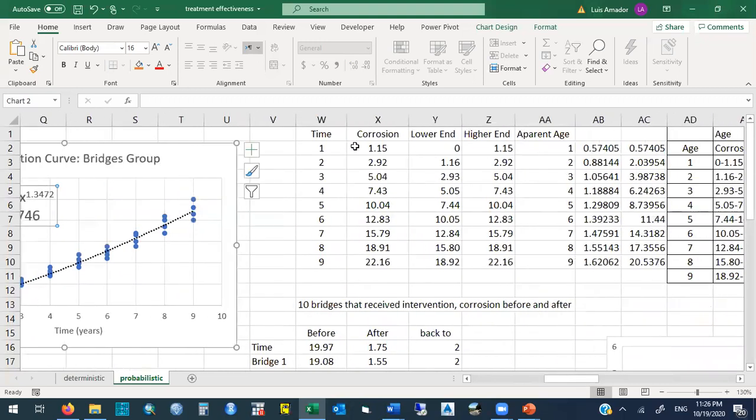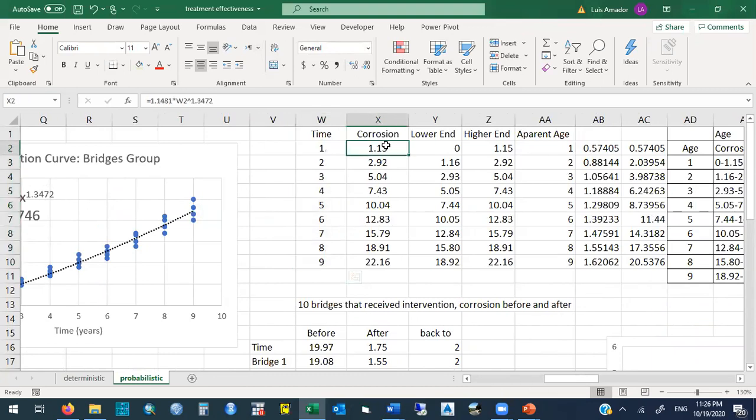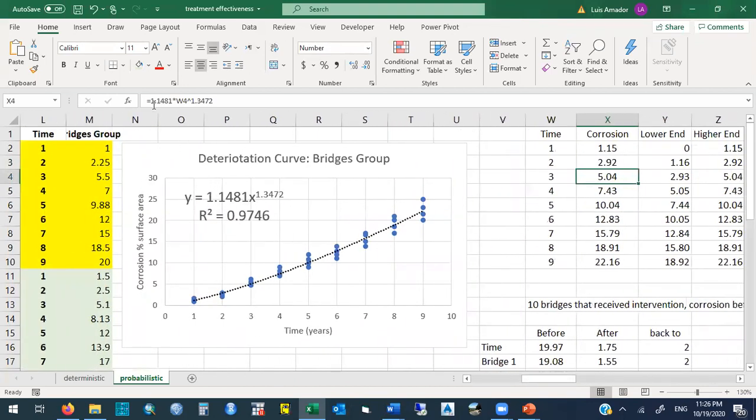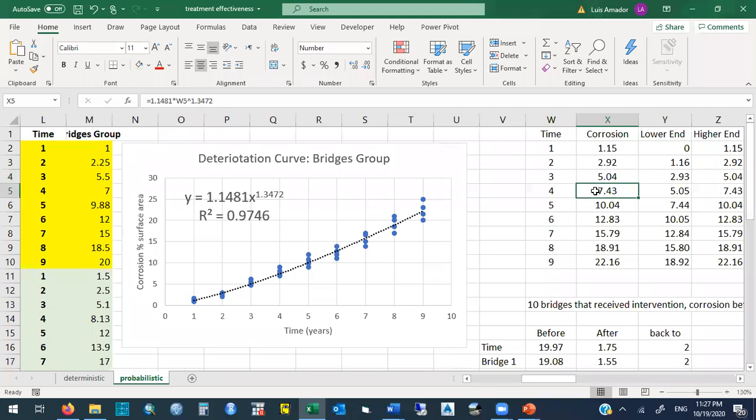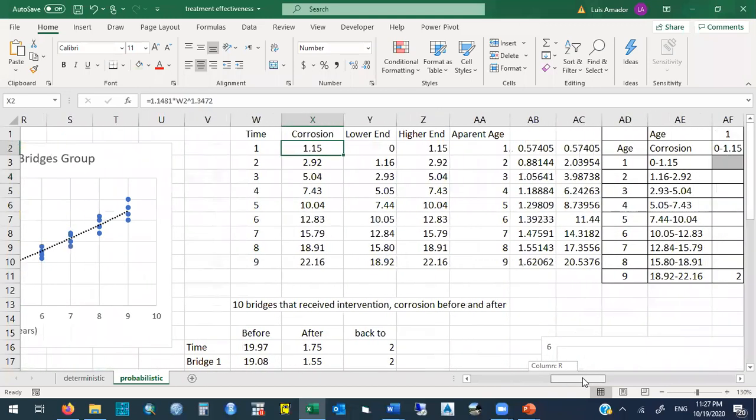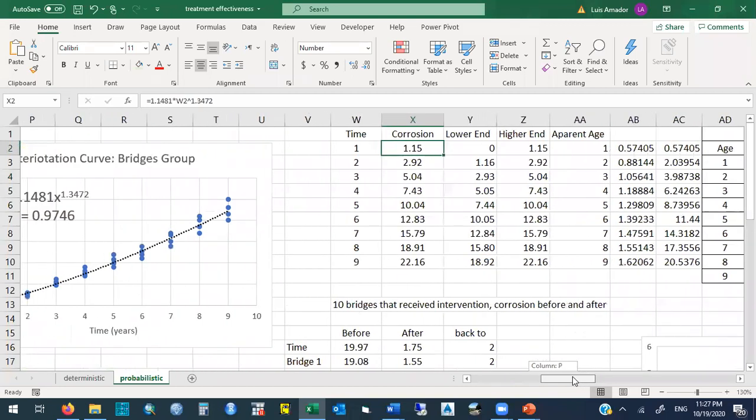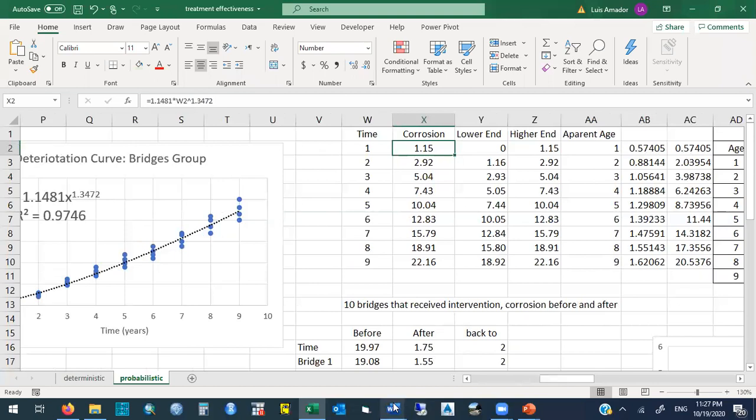Now, I have my time, I have my corrosion. I'm using this equation, you see here? This is the same as this equation over here. So what I'm doing is forecasting the average, yes? But I can do something else. I can also take the 95% around this. Now, for the effectiveness, we're going to use something that we call performance metrics.